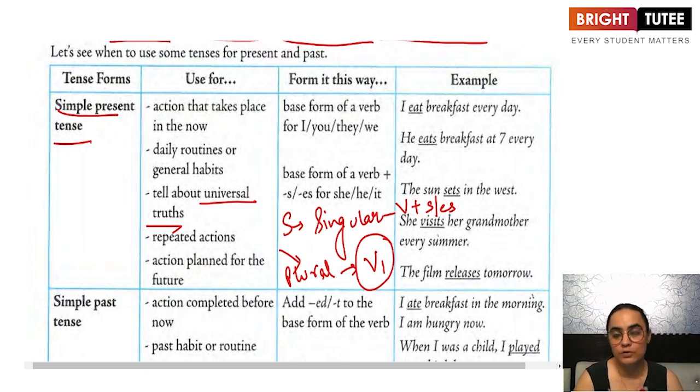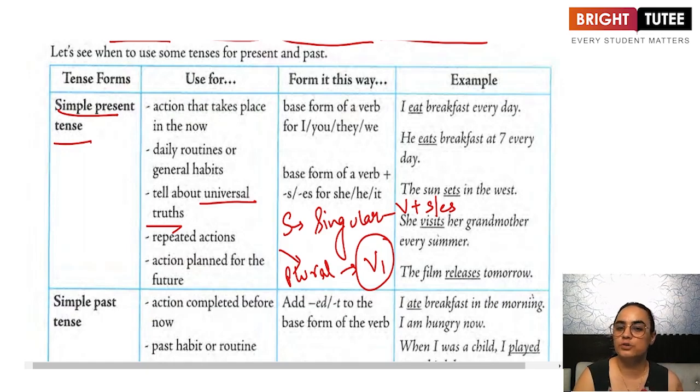And also we use the simple present tense to talk about an action which is planned for the future. The movie releases tomorrow. My brother goes to Amritsar next week. So anything that is planned, the word here is planned. So those things which have already been planned for the future, we use the simple present tense for them.